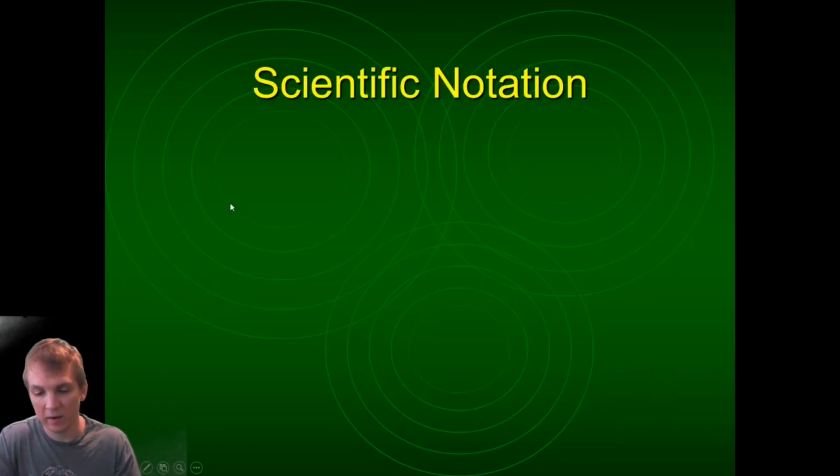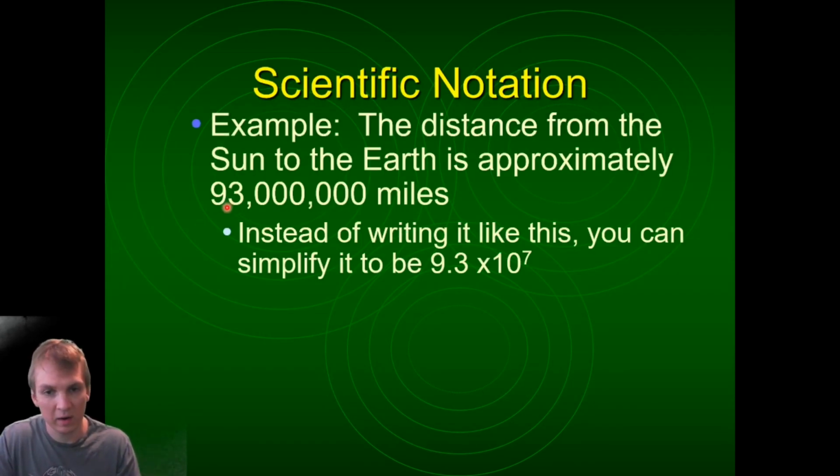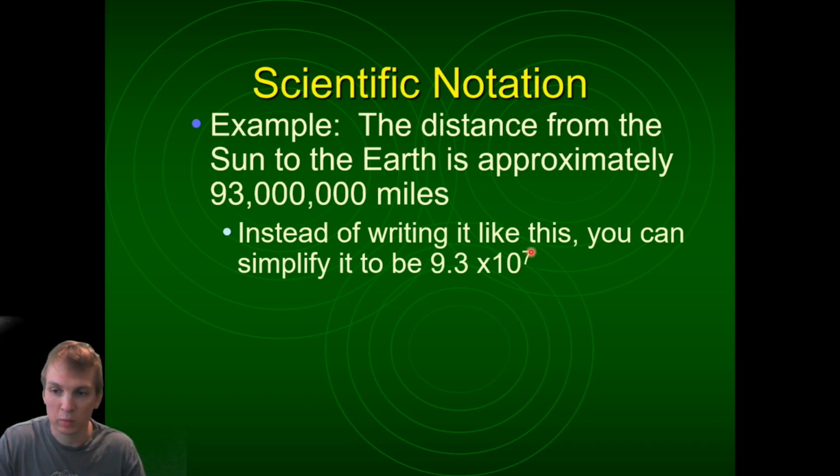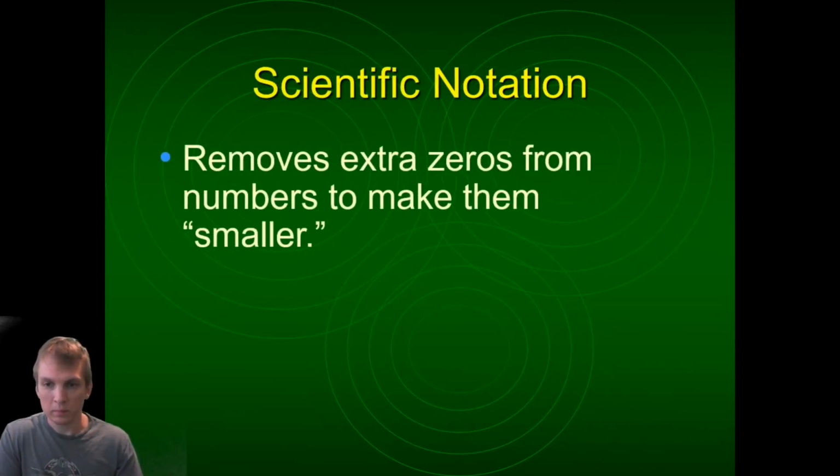And so right there, 9.3 is where we want that decimal. And we moved that decimal 7 times. So it's not a coincidence that since we moved that decimal 7 times, we multiplied by 10 to the 7th. And that's where that exponent comes in, that 7. All right? So the whole point of scientific notation is to remove extra zeros from the numbers to make them smaller. Again, easier to calculate, easier to read, easier to work with.